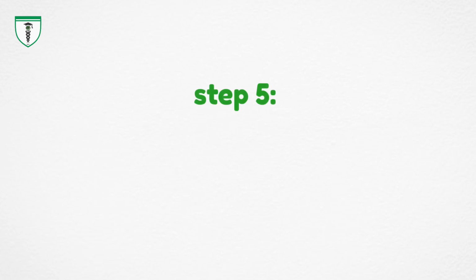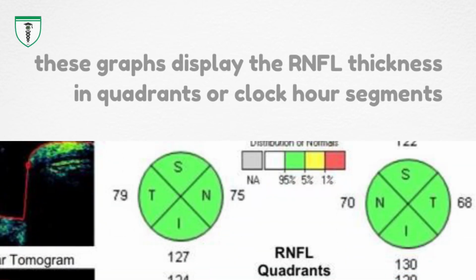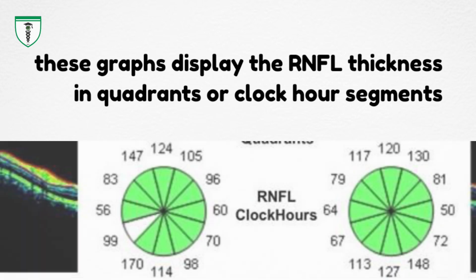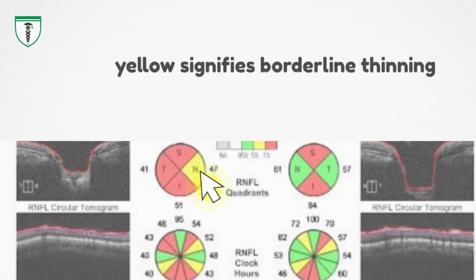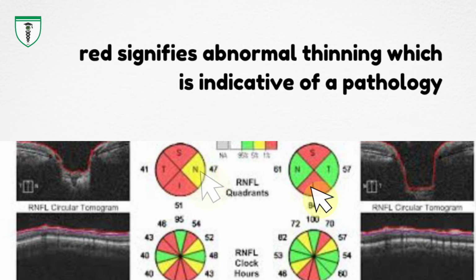Step 5. Examine the RNFL quadrants and clock hour graphs. These graphs display the RNFL thickness in quadrants or clock hour segments. Green signifies normal thickness, yellow signifies borderline thinning, and red signifies abnormal thinning, which is indicative of a pathology.